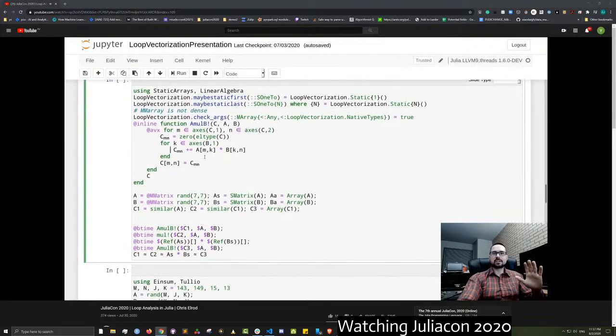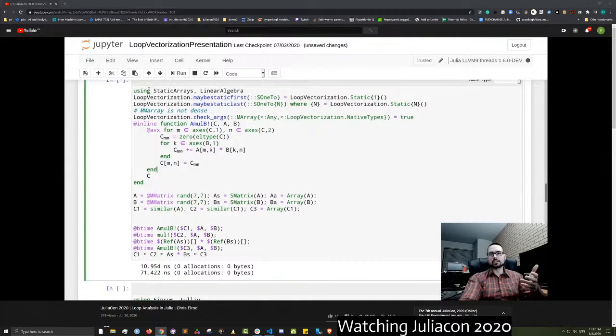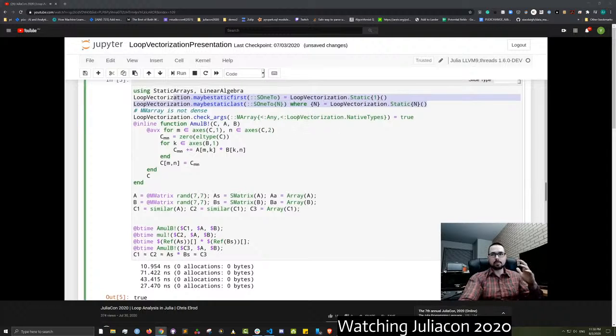Now, here I made a very small size problem just to show how easily we can gain much better performance over the static arrays implementation by just defining a couple of overloads. Here, check args is to allow M arrays to actually use loop vectorization. By default, arrays that are not dense would opt out. And then we also want loop vectorization to be able to learn the actual dimensions of an M array. So we can define these to do so.